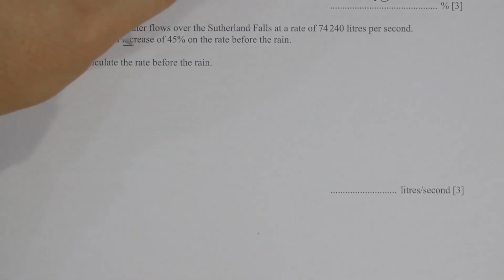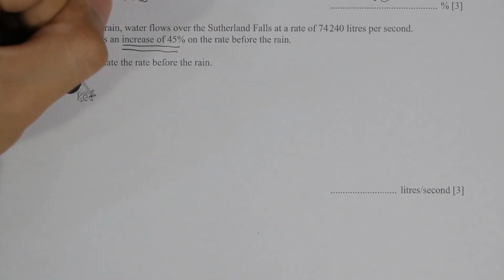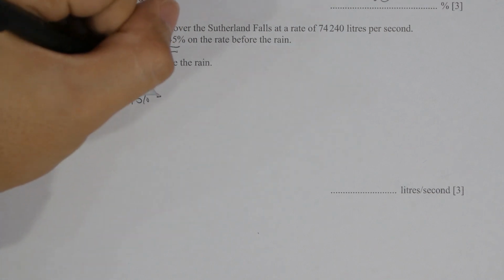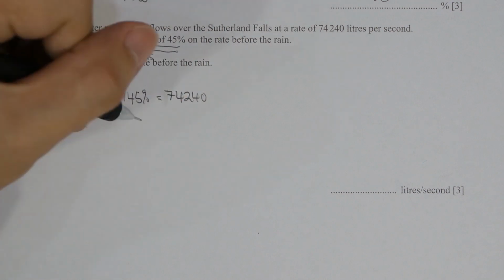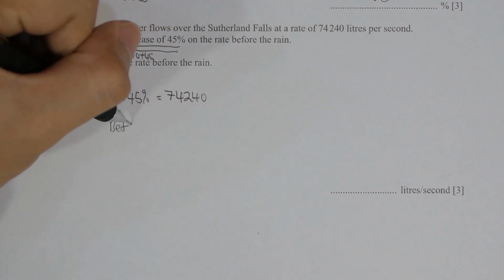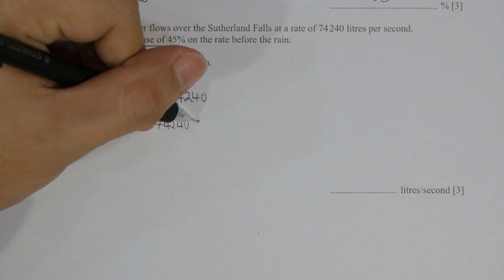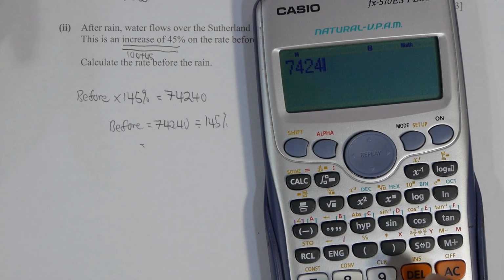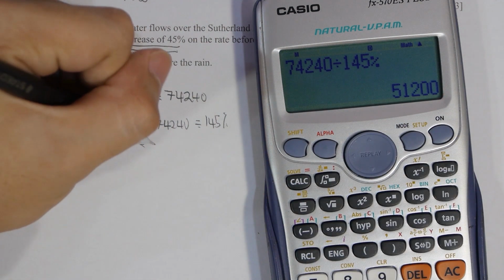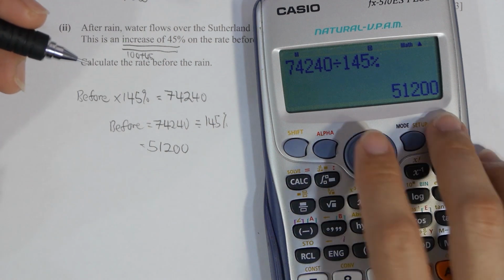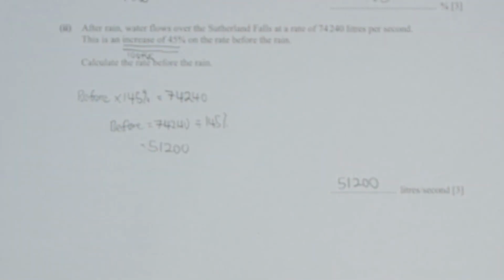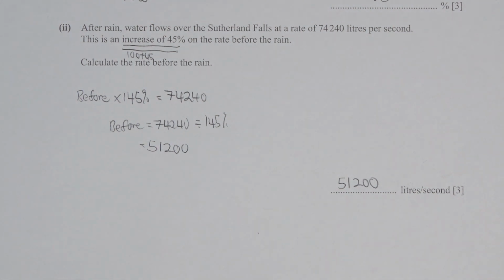So after the rain, water flows over the Sutherland Falls at the rate of 74,240 liters per second. This was an increase of 45%, hence the original, which is the before rain, times 145%, then you get 74,240. So to run the calculation, simply take 74,240 divided by 145%, then you will get 51,200 liters per second.